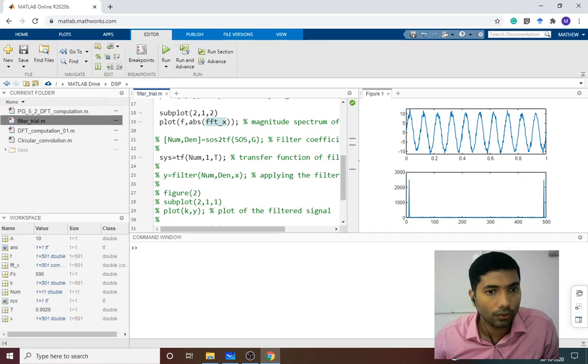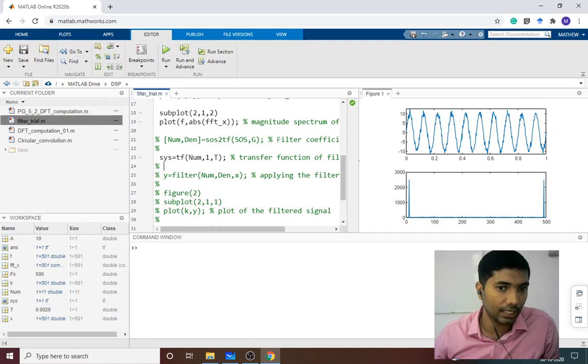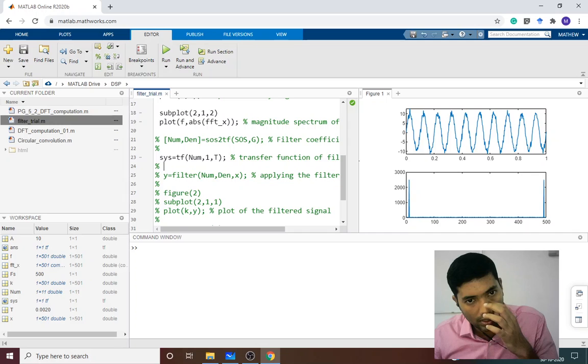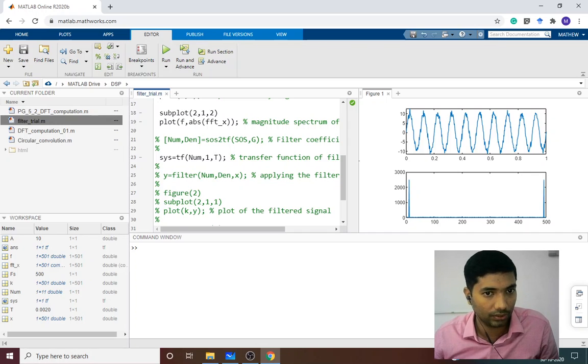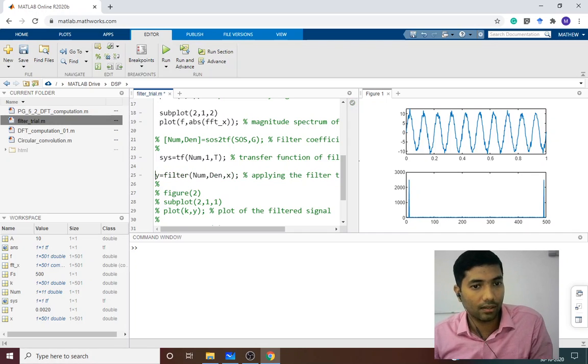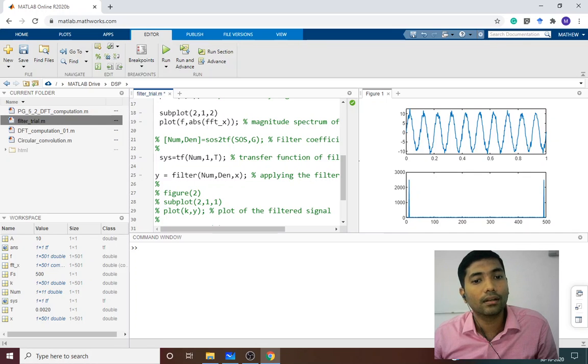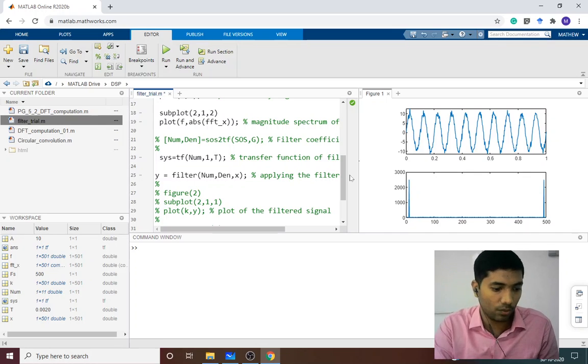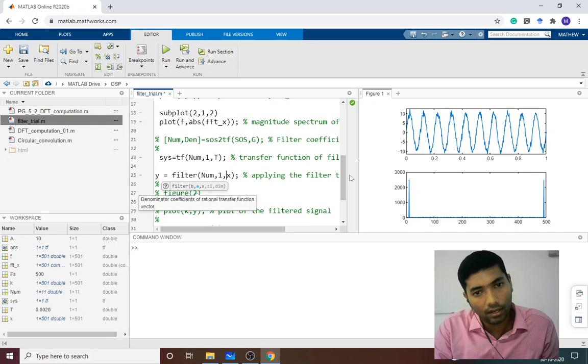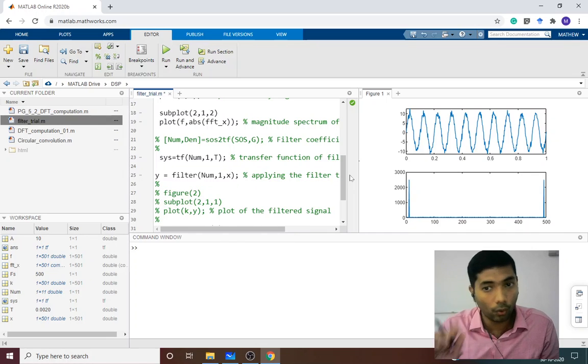Now what we need to do is filter the signal. In order to filter the signal, we can use the command filter. So this is the command to filter a signal. y is equal to filter, where y is the filtered output, and we need to define the transfer function. Here we have denominator as 1, so numerator comma denominator comma x. What is x? x is the noisy signal that we have defined initially. If you do this, y is actually the filtered signal.